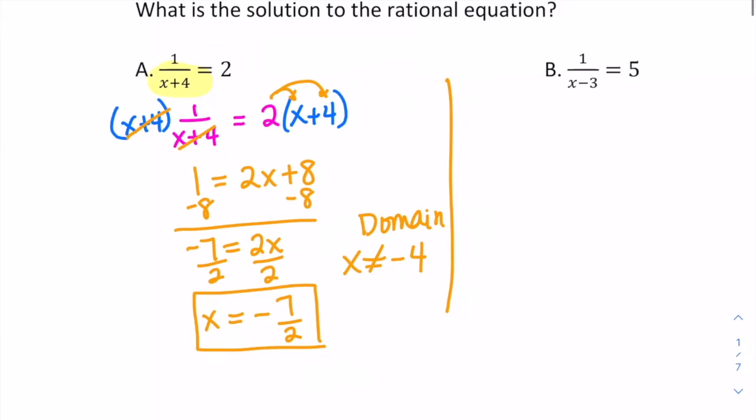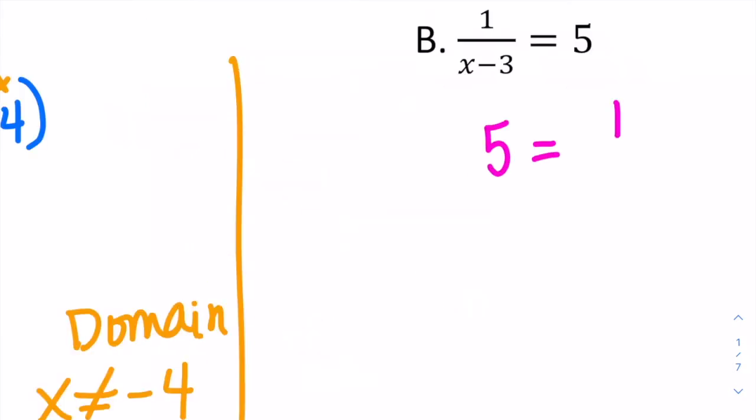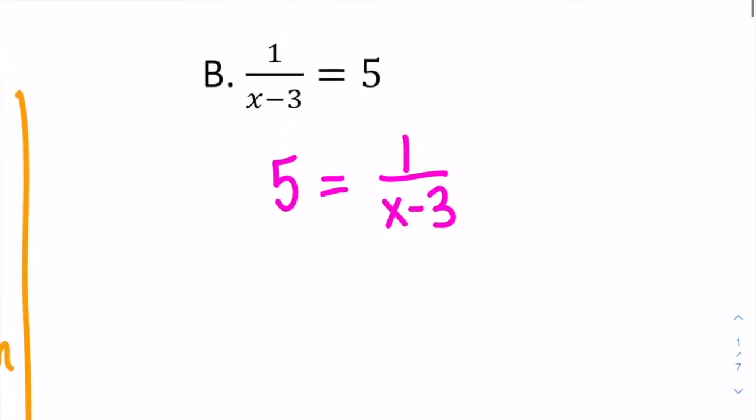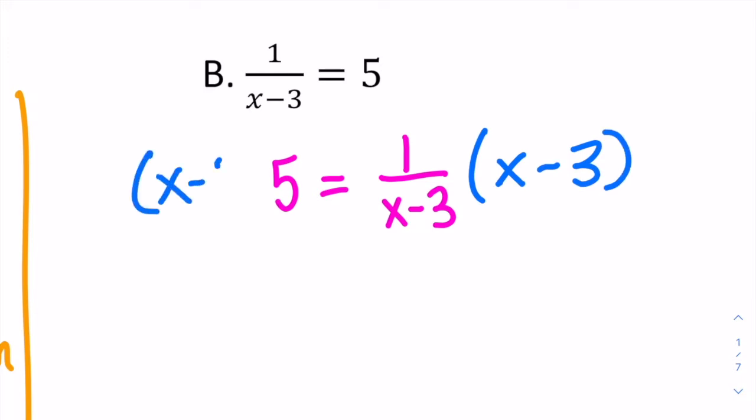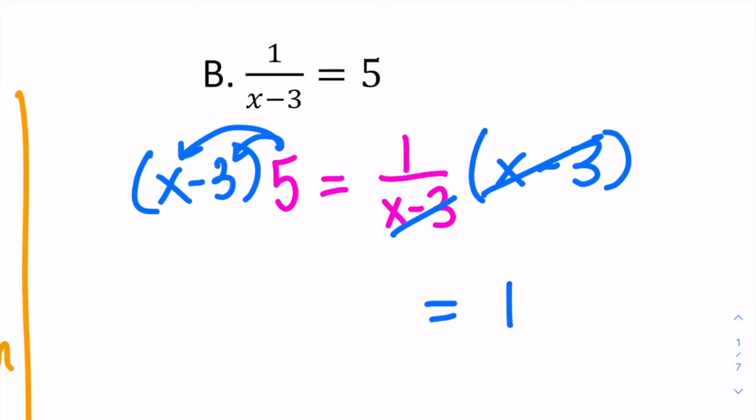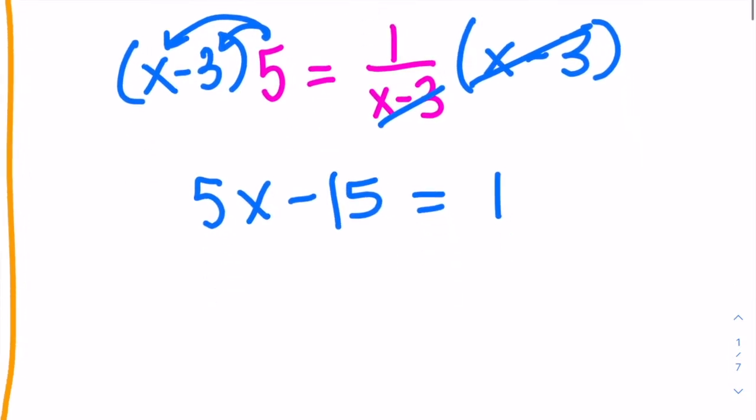Okay, 5 equals 1 over x minus 3. And remember, we want to multiply both sides by whatever's in the denominator of that rational expression, so x minus 3. So the x minus 3 is going to cancel out on the right side, and we'll be left with 1. On the left side, we have to distribute the 5, so we get 5x minus 15 equals 1.